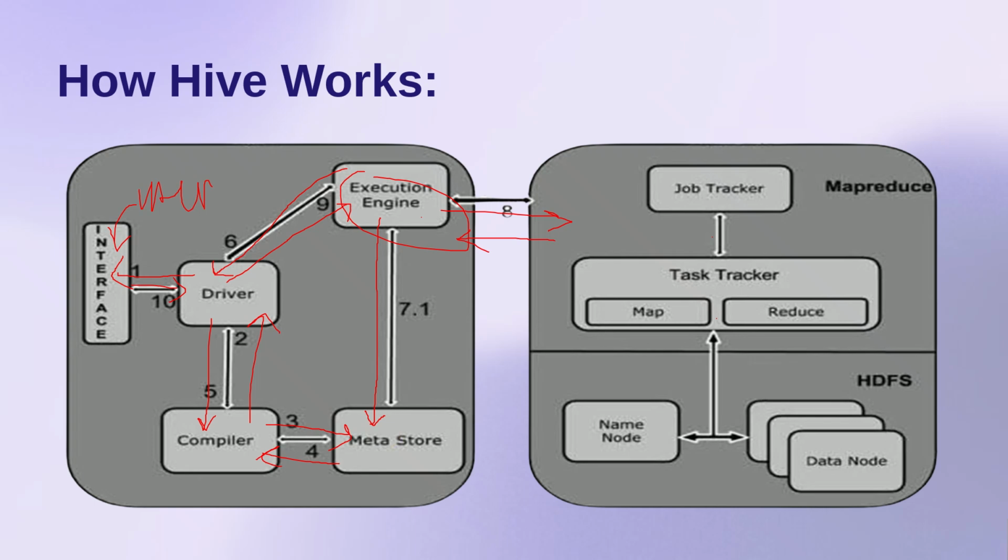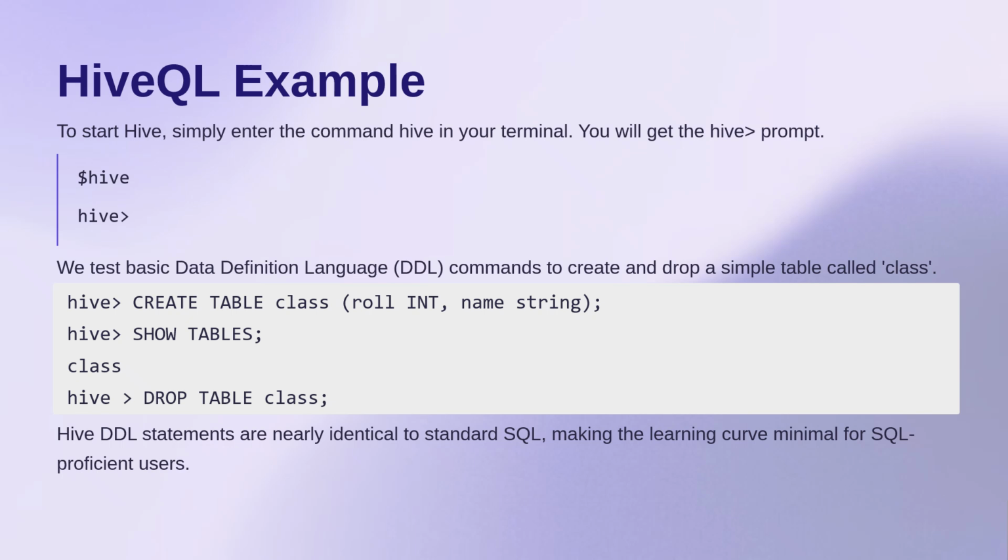So that's all about the working of Hive. And now we'll discuss an example of HiveQL execution. Before you try to execute HiveQL, you need to install Hive on your system, for which you need to go to hive.apache.org and download a zip file and extract it and set it as the home directory for Apache Hive.